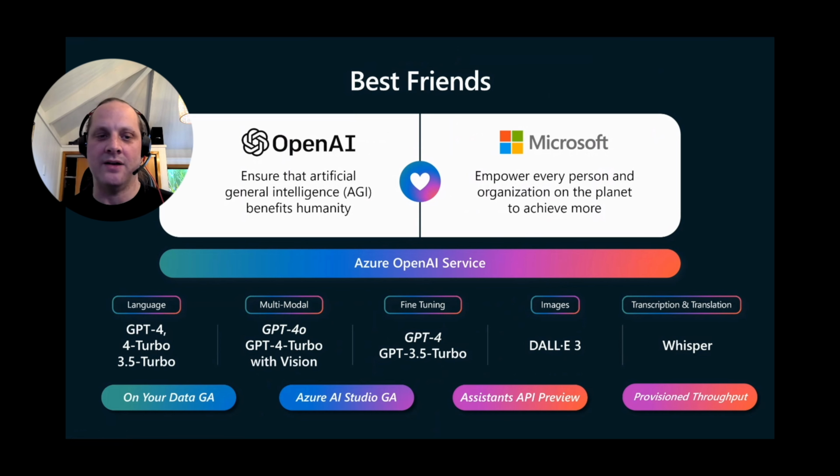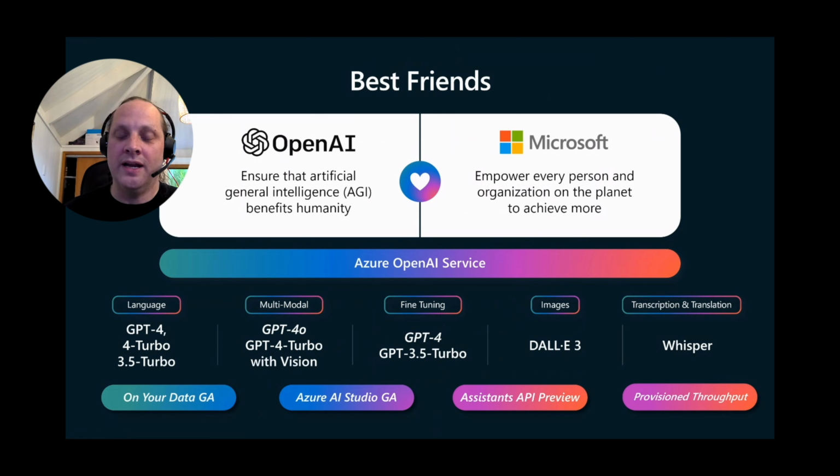That service allows you to get access to the core models like GPT-4, GPT-4 Turbo and 3.5 Turbo, which are all language-based models. It also gives you access to what we call multimodal models. These are models that can take input of different types, such as images, audio, text, video, and then produce output of the same. This includes GPT-4o and GPT-4 Turbo with vision. Those are what we call multimodal models.